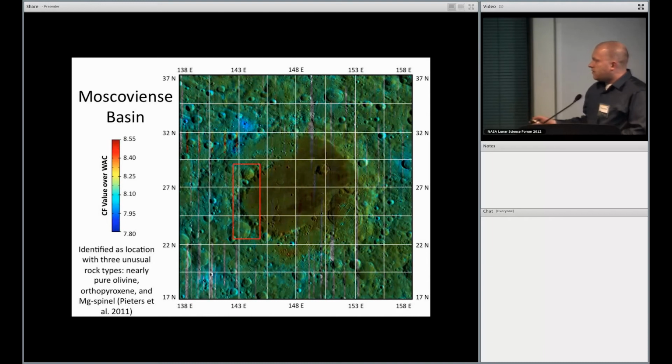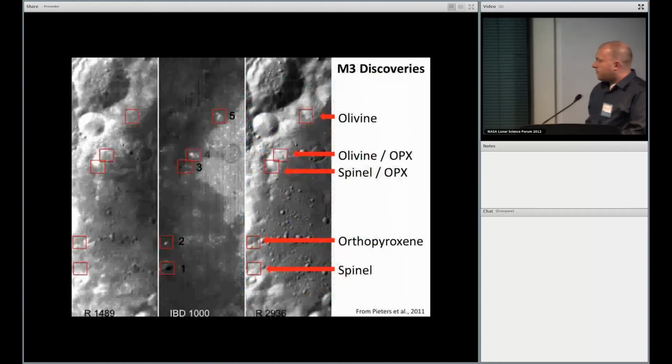And Moscoviense has been highlighted in the last year or so for, on the western margin of the inner ring, some unique mineralogies that were observed by the M-cubed instrument. So these are figures from the Peters et al. 2011 paper showing their identifications of unique lithologies. These are relatively pure mafics. So there's olivine up here, and then there's orthopyroxene on the right side of this box, and in this box, and spinel in this box, and you can see in the integrated 1 micron band depth that the spinel is really showing up quite strongly.